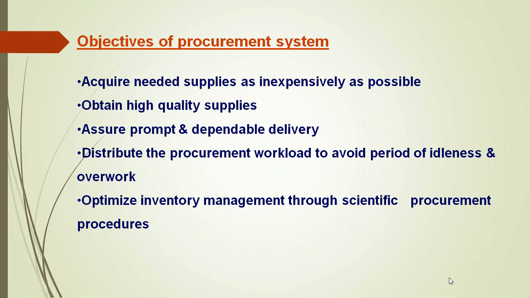Now, what are the objectives of the procurement system? Acquire needed supplies as inexpensively as possible, obtain high quality supplies, assure prompt and dependable delivery, distribute the procurement workload to avoid periods of idleness and overwork, and optimize inventory management through scientific procurement procedure. It can be optimized through scientific procurement procedure.